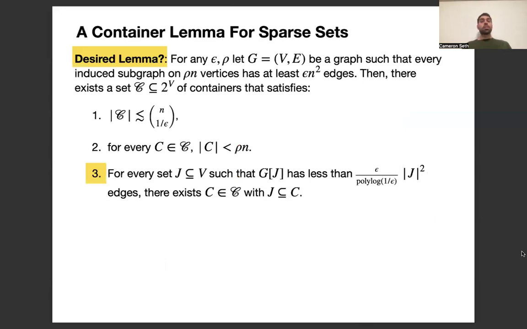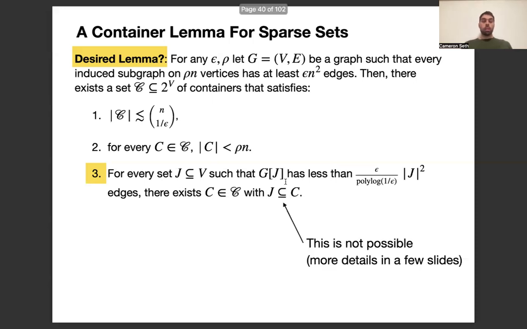Okay, so what would be the desired container lemma that we'd like to prove? We'd like to show that if our graph is epsilon far from having a rho n independent set, then again there's a collection of containers. These first two things are the exact same: a small number of containers, and the containers are relatively small. And this is the only change: now we have that for every sparse set, we want a container such that the sparse set is fully contained in the container. So this is what we would hope for.